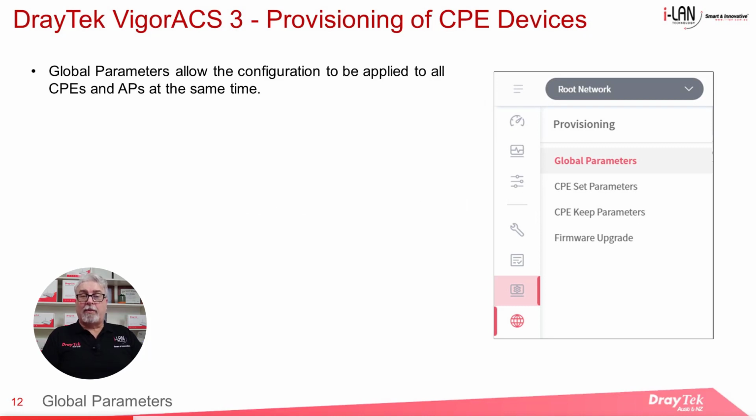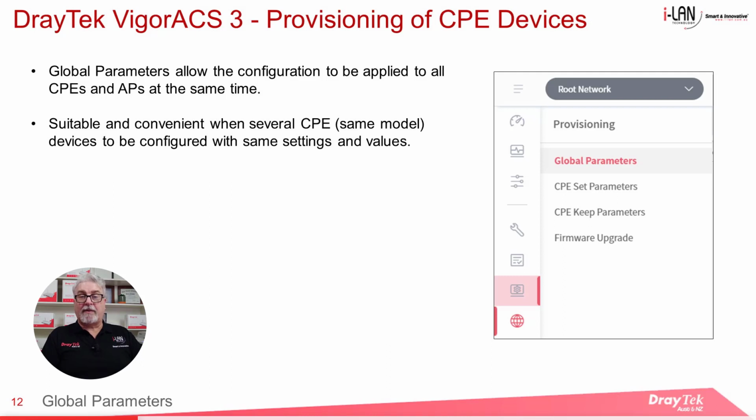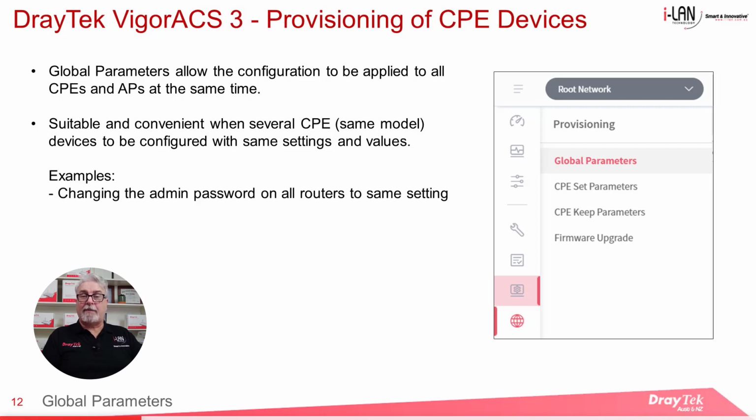Global parameters allow you to apply the same configuration to all CPEs, including access points, at the same time without the need to configure each device individually. It's suitable and convenient when several CPE devices of the same model need to be configured with the same settings and values. One example shown here is changing the admin password on all the routers to the same one. Another is if you need to configure common firewall settings in all routers within an organisation. For example, you may want to block YouTube on all routers within the organisation, which may span over several locations.